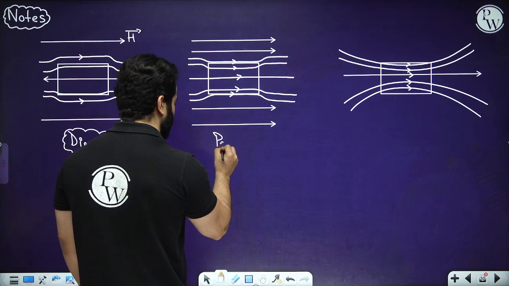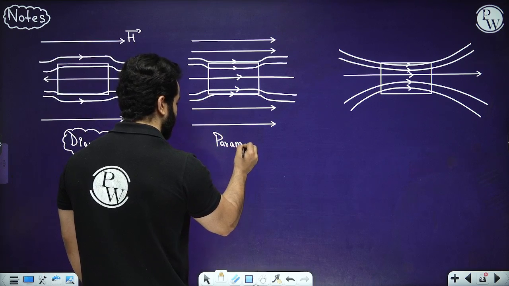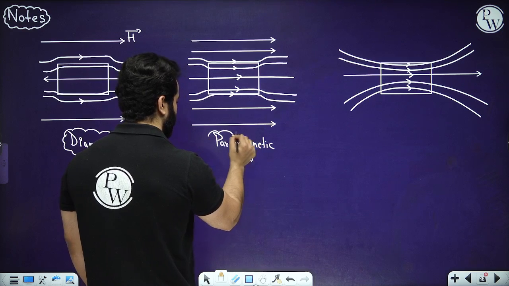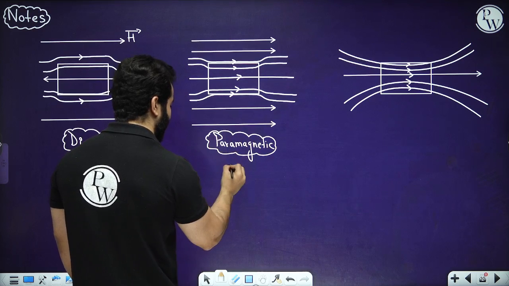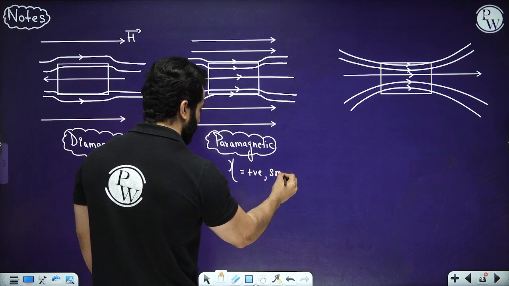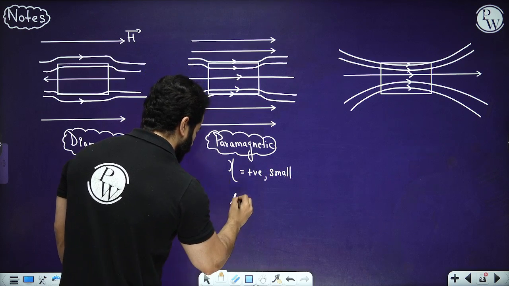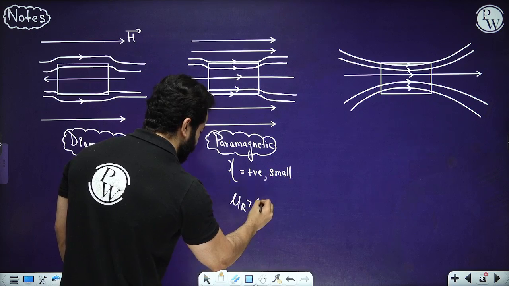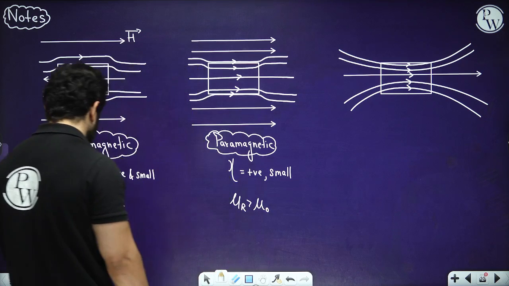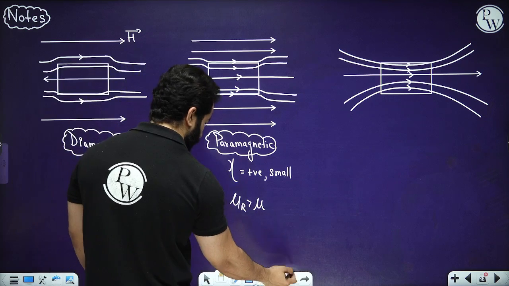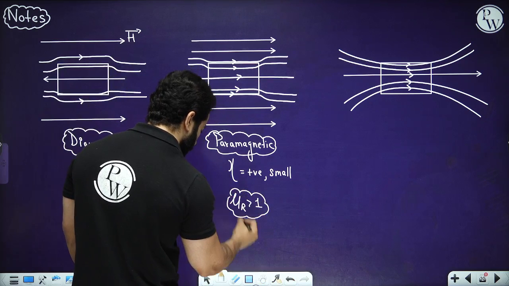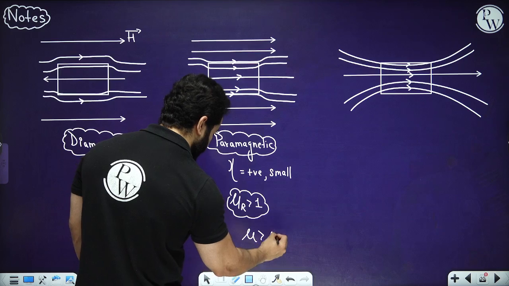So this one is going to be paramagnetic. For paramagnetic, magnetic susceptibility is positive but small. Mu r is slightly greater than mu naught. Okay, over here also mu r is slightly greater than 1, or mu is slightly greater than mu naught.